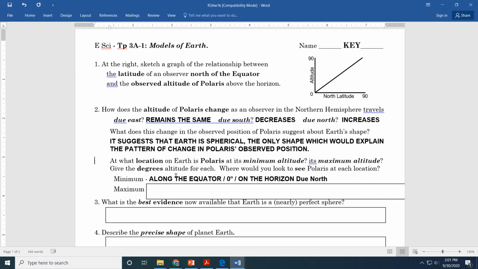So it's going to be due north from you because it is the North Star, so you always have to look north to see it. And it's going to be 0 degrees up. Maximum altitude and what direction to look.